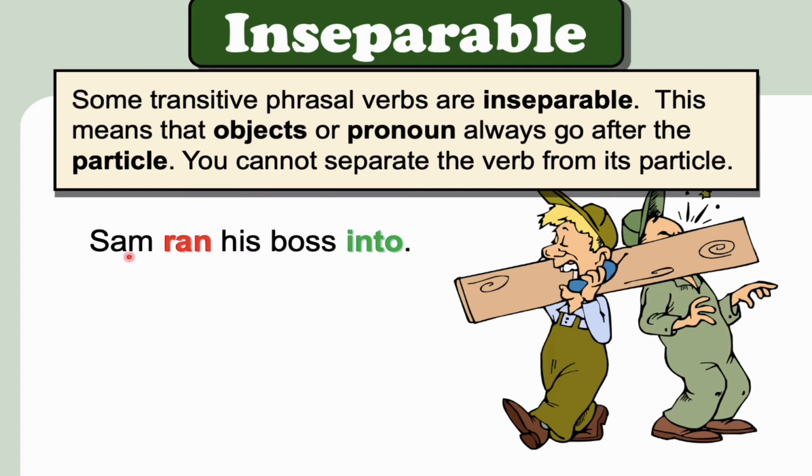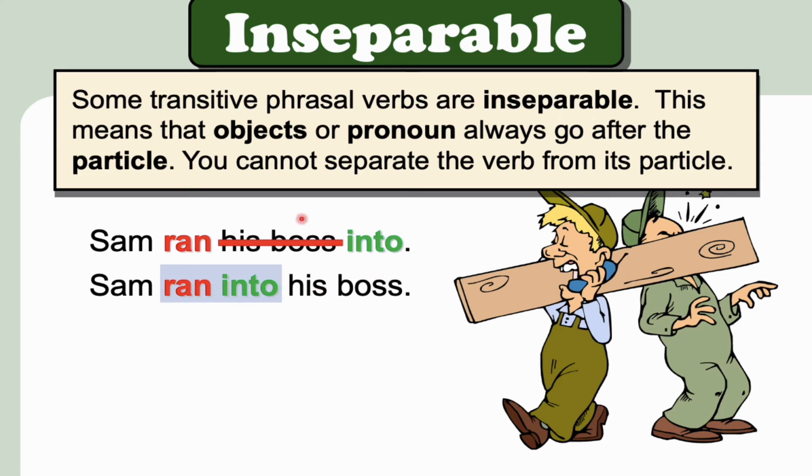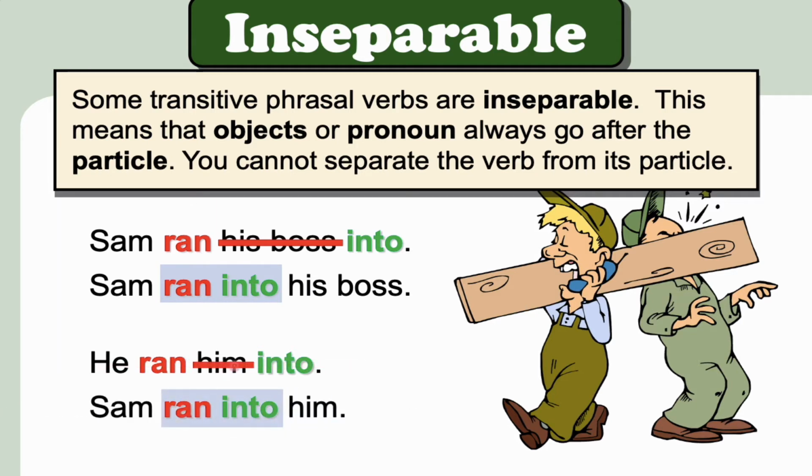For example, "some ran his bus into." This one is not correct. So what do we say? We say "some ran into his bus." So his bus, the object, should come after into. Another example, "he ran him into." It's not correct again, because him should be after the particle, which is into. So the correct answer is "some ran into him."